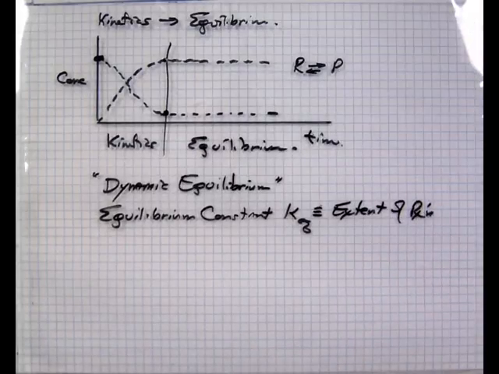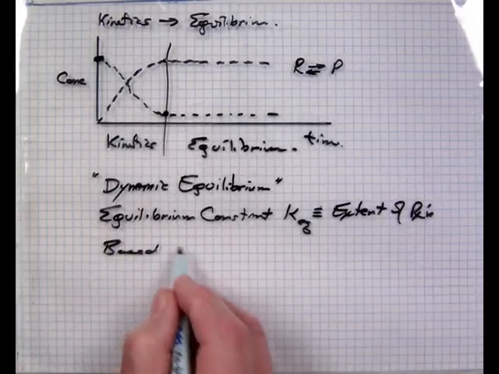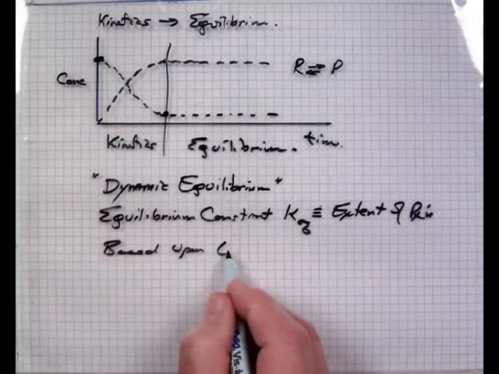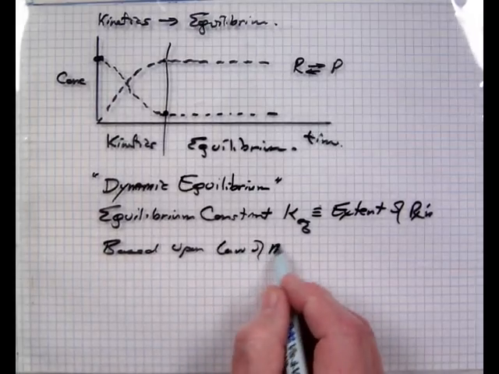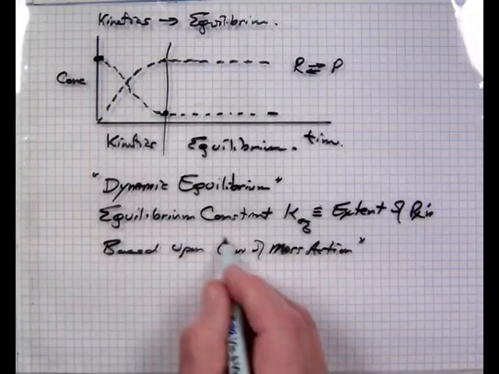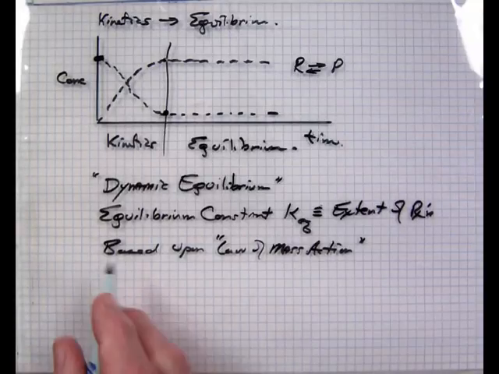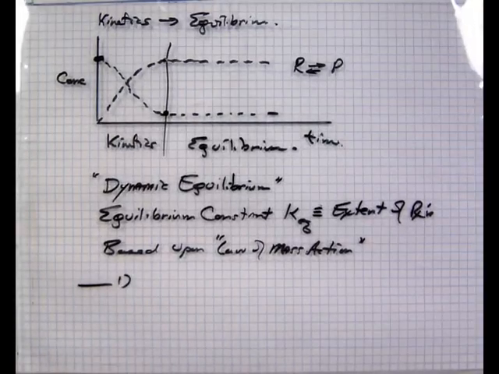Many applications can be developed around this K expression. It is based upon the law of mass action, which says that opposite rates are equal, and hence that's where the quiz begins. So for number one, what does the law of mass action indicate?